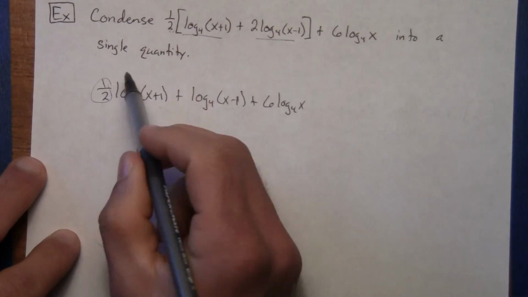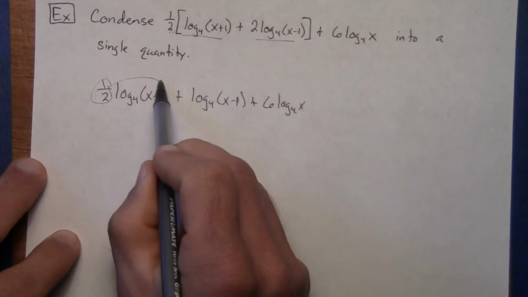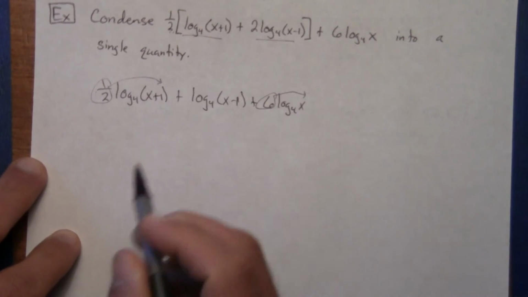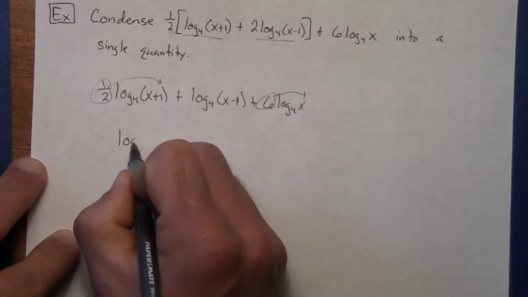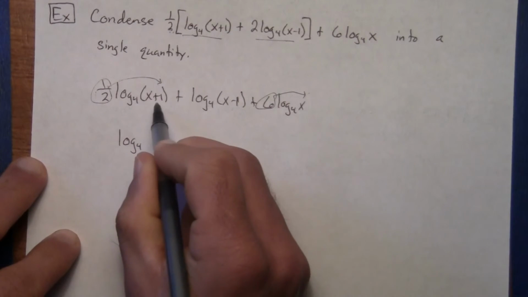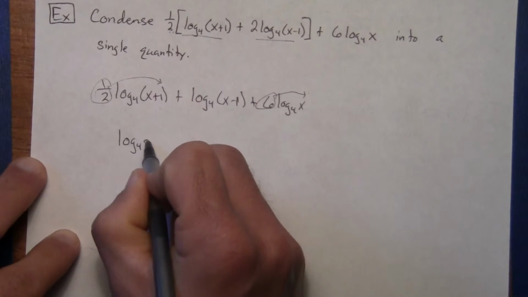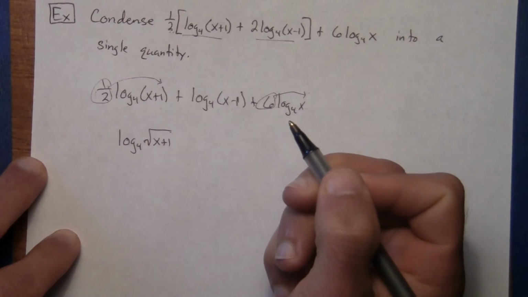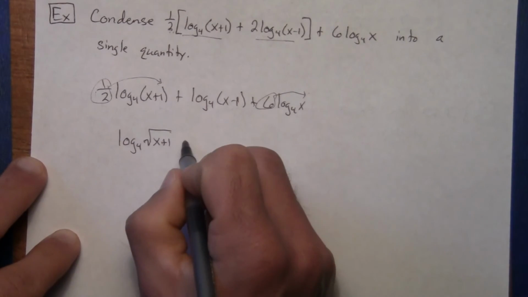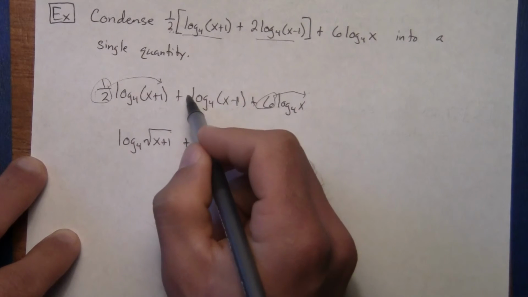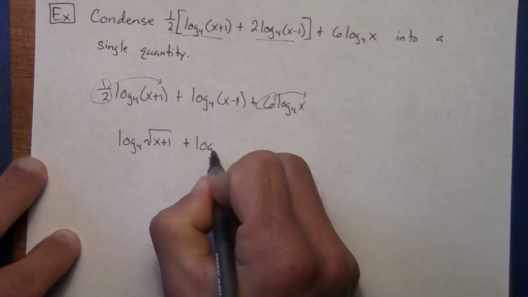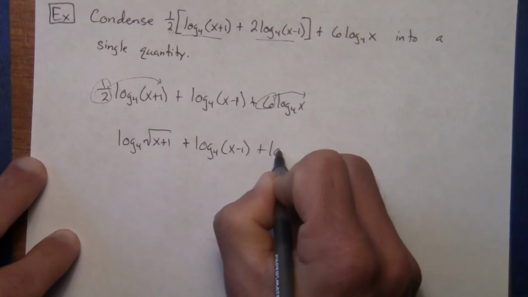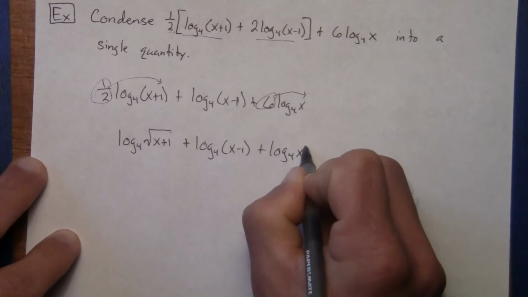I'm going to take any exponent or any number in front, and I'm going to actually move it up to the exponent if I've got one. So that 1/2 and that 6 are going to move to the exponent. So this is now going to become log base 4 of x plus 1 to the 1/2, or remember we just got done saying to the 1/2 power is the same thing as the square root of x plus 1. Plus nothing, or there's a 1 to bring up, so that's not going to change anything. That's still going to stay log base 4 of x minus 1. And then bringing that 6 up is going to give you log base 4 of x to the 6.